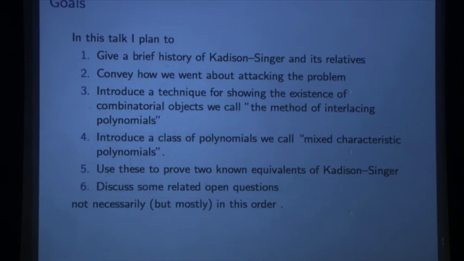The goals of the talk are to give a brief history of Kadison-Singer and its relatives, to convey how we went about attacking the problem, introduce a technique for showing the existence of combinatorial objects that we call the method of interlacing polynomials, to introduce a class of polynomials we call mixed characteristic polynomials, and then use these to prove two known equivalents of Kadison-Singer, and then discuss some related open questions. Mostly in this order, but there will be some.